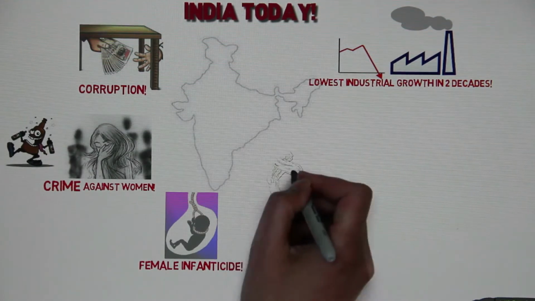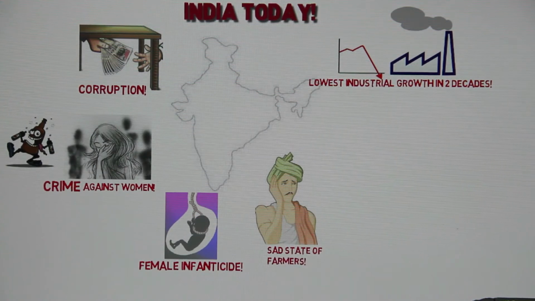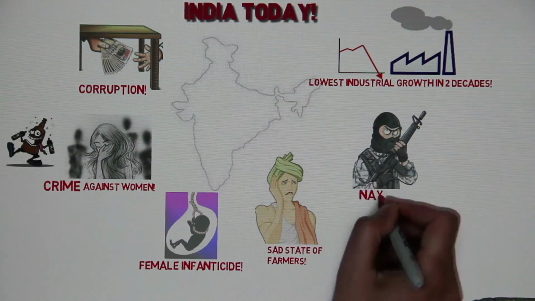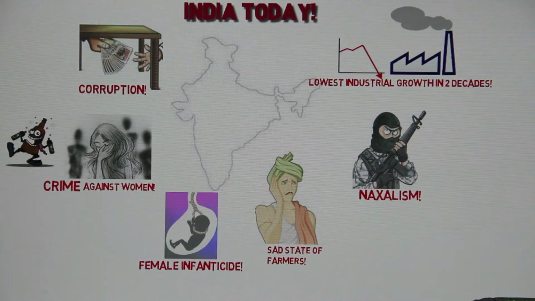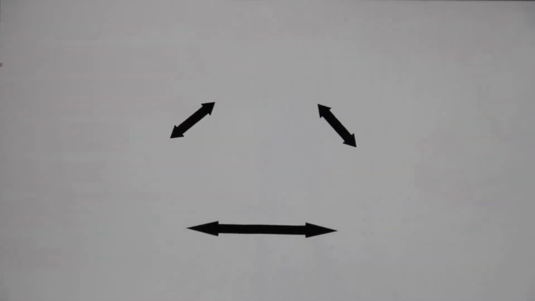Suicide by farmers is another issue the country is facing. And if that's not enough, Naxalism, the most serious internal threat to the Indian national security. And the list goes on and on. Now, to find the cause behind these issues, let's look at this three-way nexus.